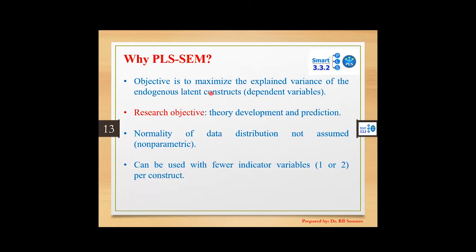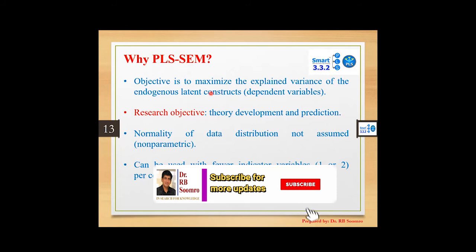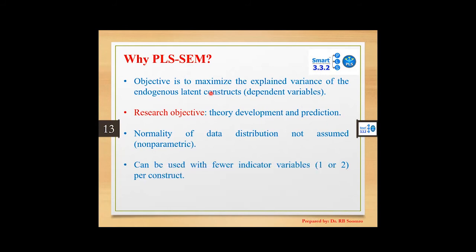Now, earlier I provided the difference between the CB-SEM and the PLS-SEM. Now here, why we should choose the PLS-SEM approach over the CB-SEM approach. Here you are going to understand the answer to this question. The objective is to maximize the explained variance, as I already told you. And its objective is theory development and prediction, not theory testing. Normality is not required here because it's a non-parametric test.